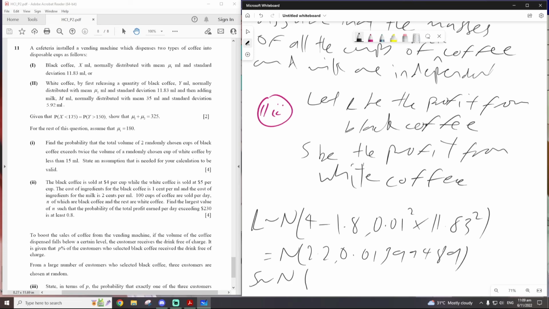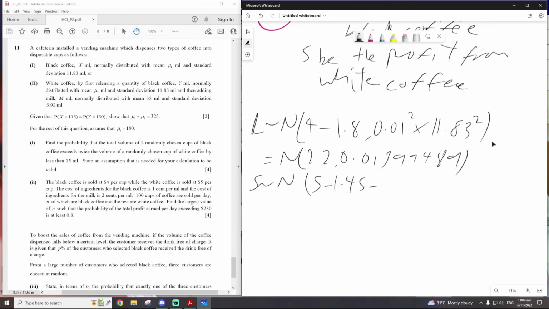S follows the normal distribution with mean 5 minus, once again, you need to account for the black coffee cost, which is 1.45. It costs 2 cents per ml of milk and it's 35 ml, so it's 0.7. The variance here will be 0.01 squared times, and then same thing, you need the 11.83 squared.